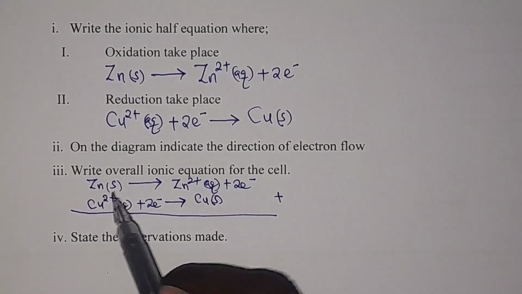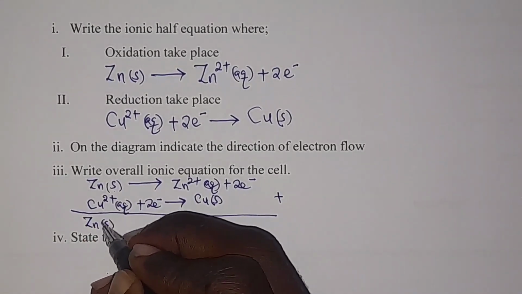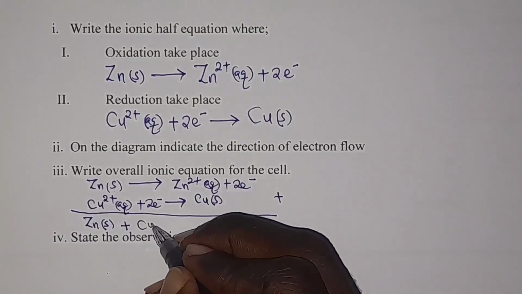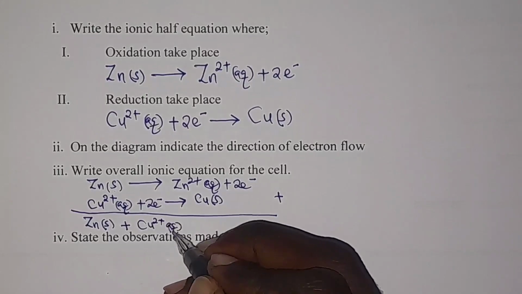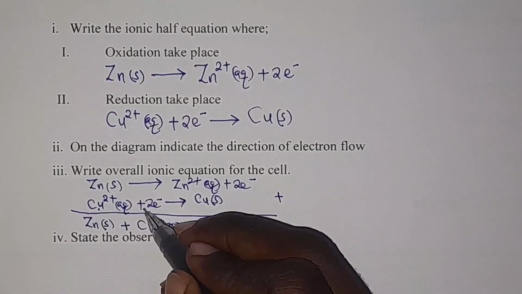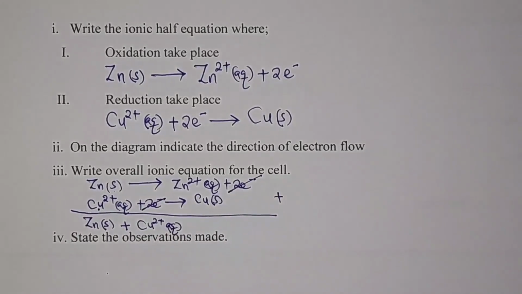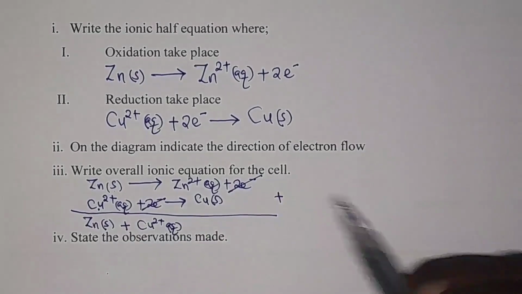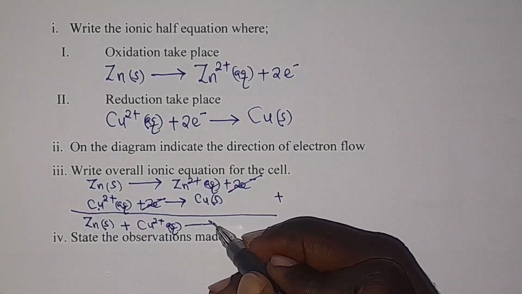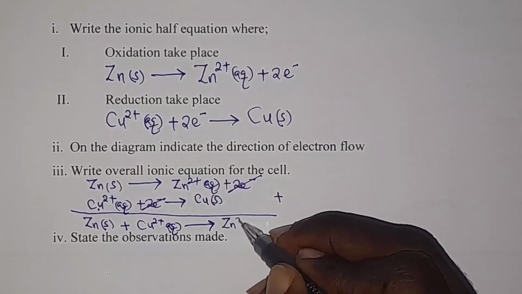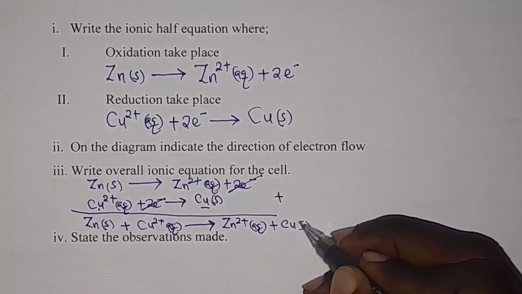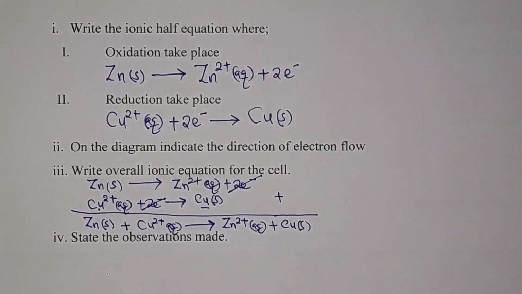So here we are having zinc solid, so we are going to write zinc solid on the reactant side, plus. These ones are the product side. I'm going to take copper-2 ions again, and put it on the reactant side because it is on the reactant side. So these 2 electrons here will go with these 2 electrons there. If you see something on the reactant side, and it also appears on the product side, you are supposed to cancel it out. So arrow. The product that I have there is zinc 2+ ions, in solution form, plus again copper solid. So this is how you are supposed to write the overall ionic equation for the cell.